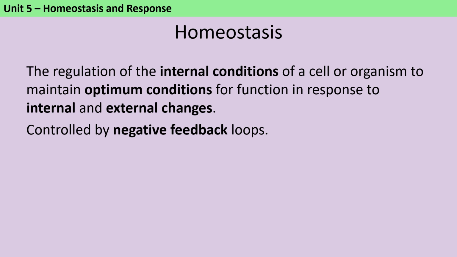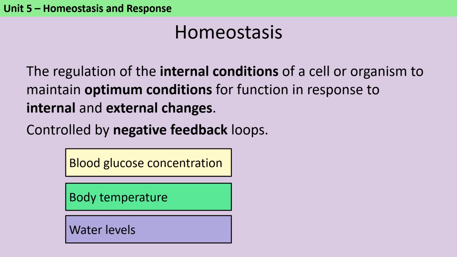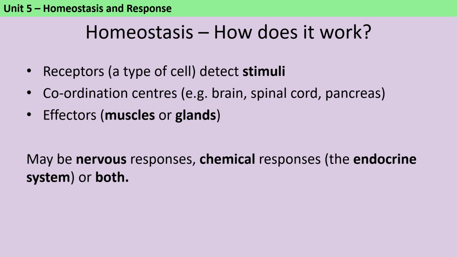Many of these changes are controlled by negative feedback loops. Negative feedback works when a change in the environment is sensed and a response is created. For instance, maybe a hormone is released. That hormone will be released until the point where that change in the environment has been overcome, and then it will stop being released. The 3 named examples of changes you need to be aware of for GCSE biology are blood glucose concentration, body temperature, and water levels.